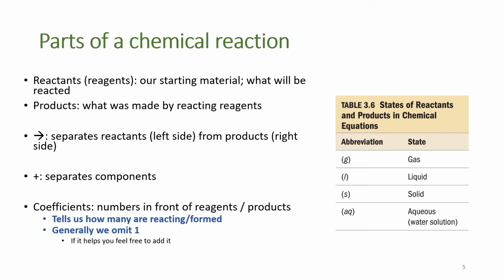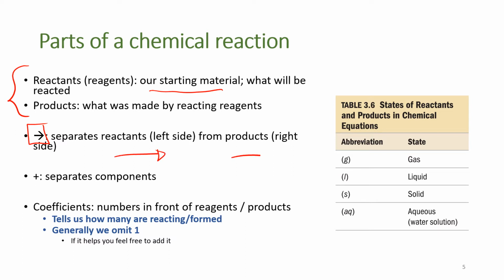So there are several important parts of a chemical reaction. I spoke about these first two, but you have the reactants and the products. The reactants is your starting material, just like we said, our raw ingredients. And then your products is what you get from those reactants undergoing a chemical change. What we show to separate the reactants and the products is an arrow.